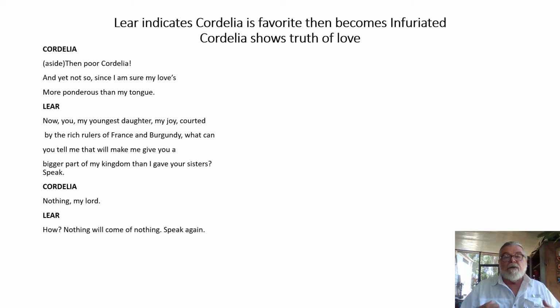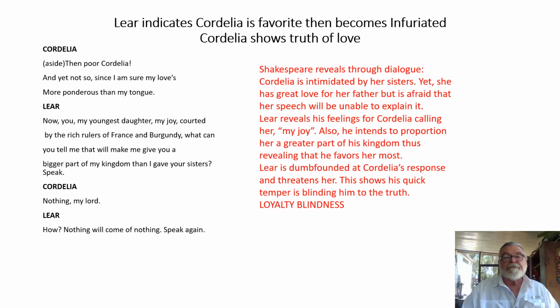So now what I need to do is to write some commentary on how Shakespeare did that through the dialogue. So we start off. Shakespeare reveals through dialogue Cordelia is intimidated by her sisters. Now that's a comment because it doesn't say that, but we can surmise that. Yet she has great love for her father, but is afraid that her speech will be unable to explain it. Lear reveals his feelings for Cordelia, calling her my joy. Also, he intends to proportion a greater part of the kingdom, thus revealing that he favors her most.